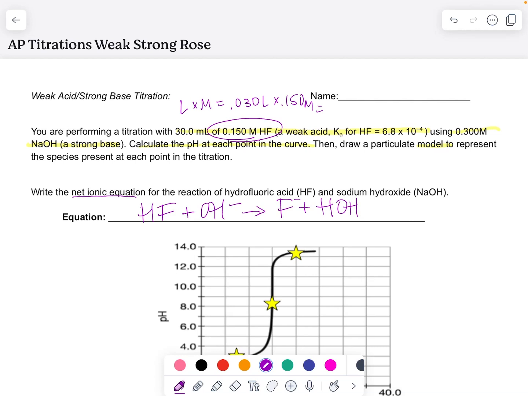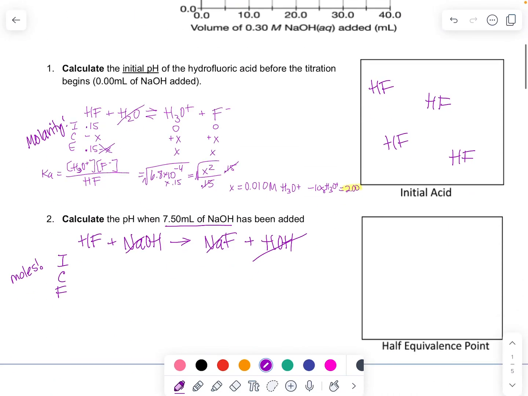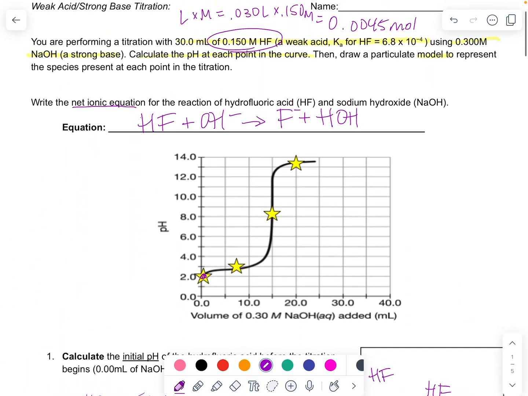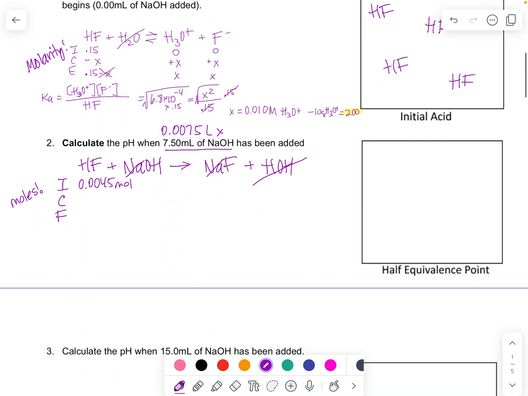And I have 0.0045 moles. So 0.0045 moles. My NaOH, I have 7.5 milliliters, so 0.0075 liters. And the molarity of my base was 0.3. So when I calculate that, I get 0.00225.